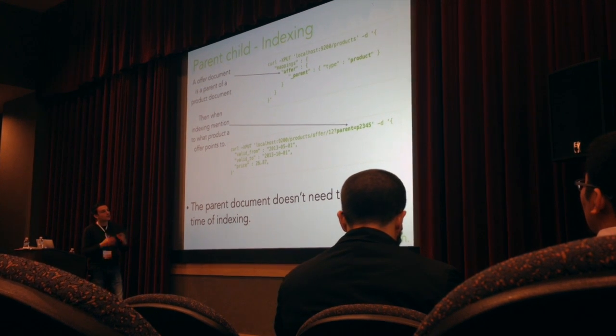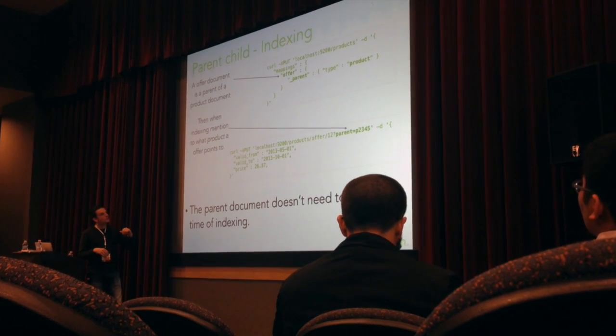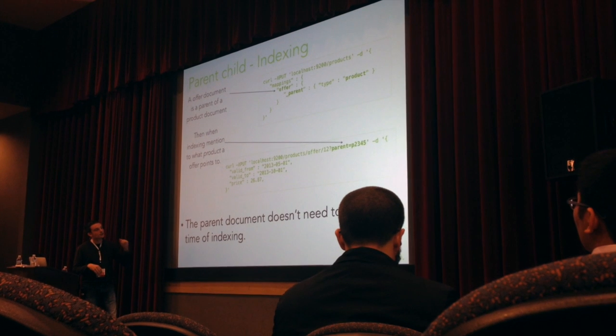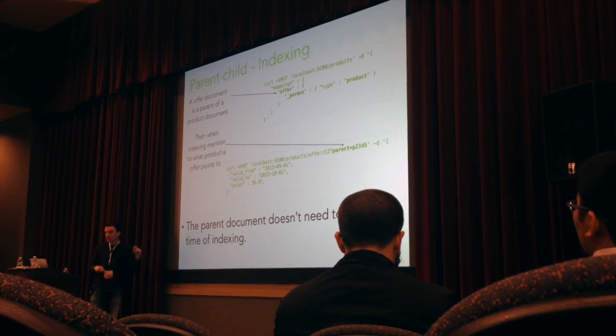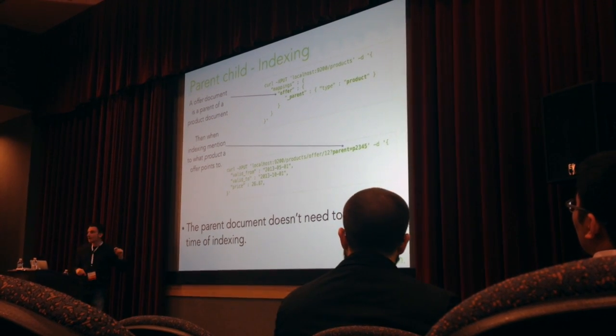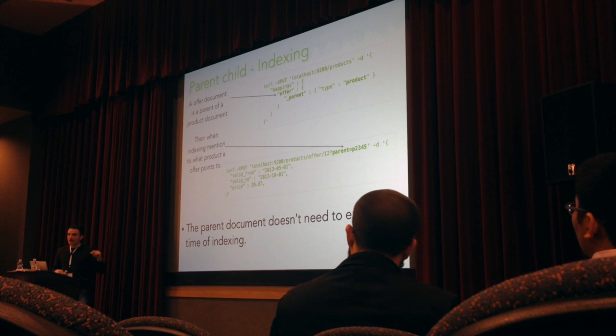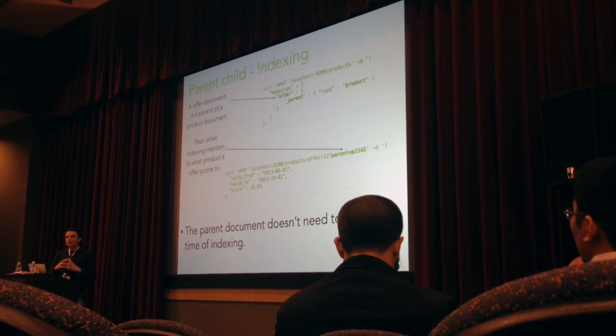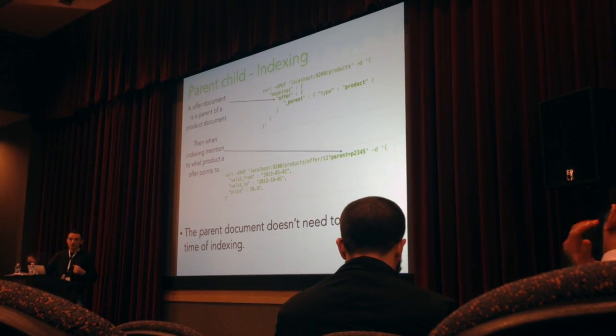So when you configure this, then you can effectively index the offer data, so the price data. And the only thing you need to do is to tell Elasticsearch what the parent data is. The parent doesn't need to be there at the time of indexing. It's okay if you add the parent later on.